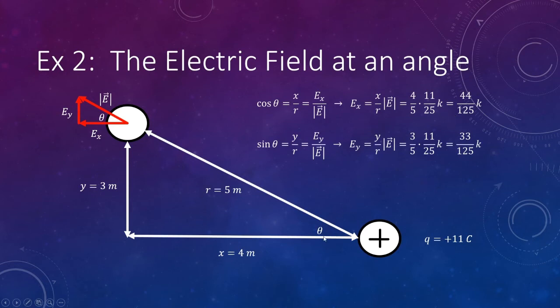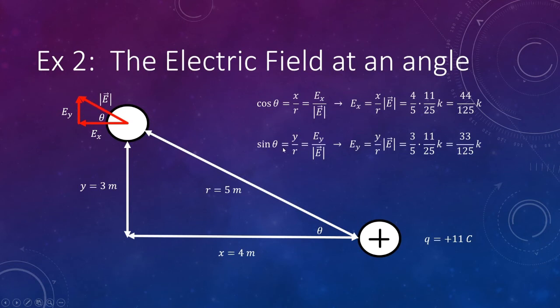We'll use sine. Sine is always defined as the opposite side over the hypotenuse. So in our position vector, the opposite side of this angle is y, 3 meters over our hypotenuse r, 5 meters. And we have the same angle up here in our electric field triangle, where the opposite of this is Ey, and the hypotenuse is the magnitude of E.